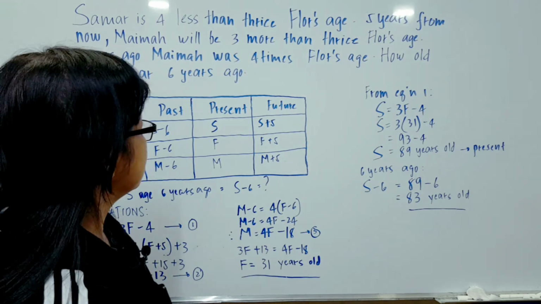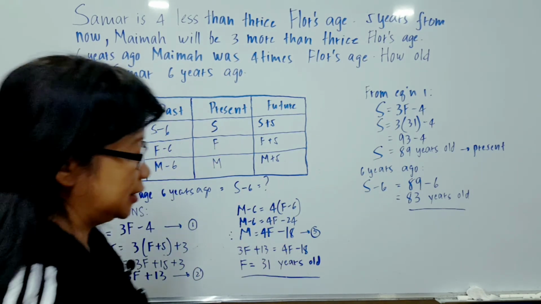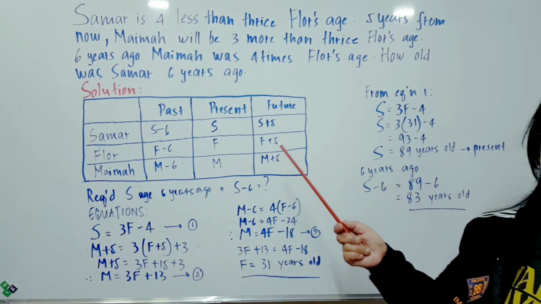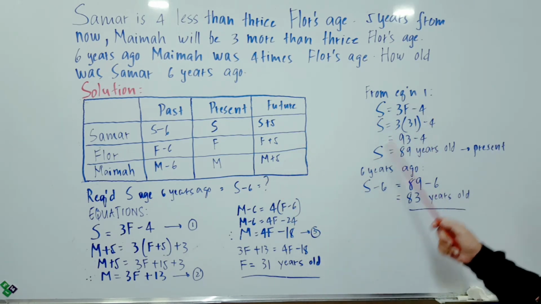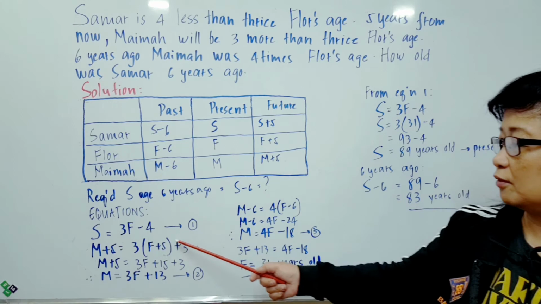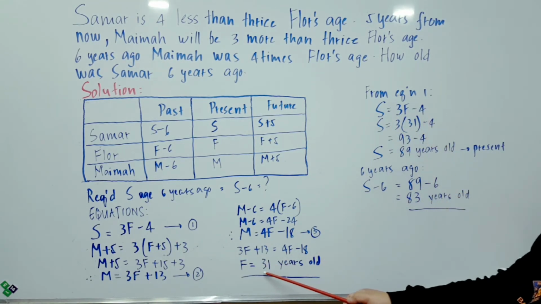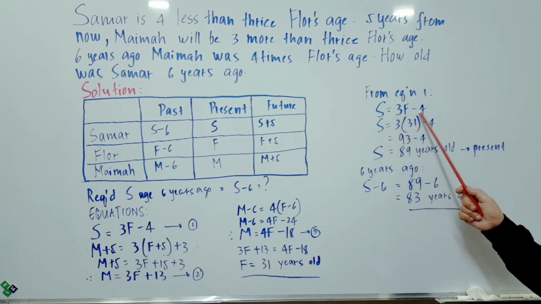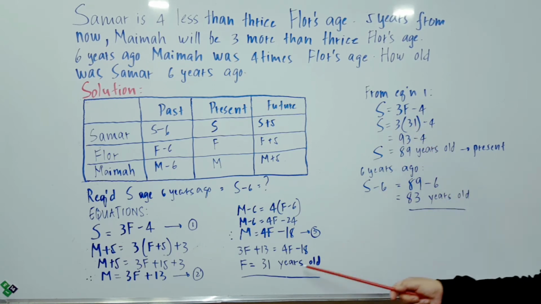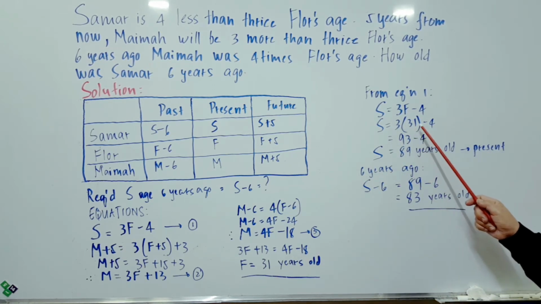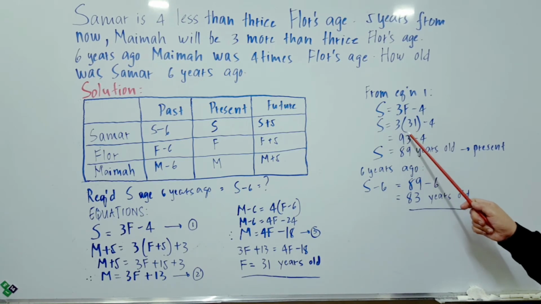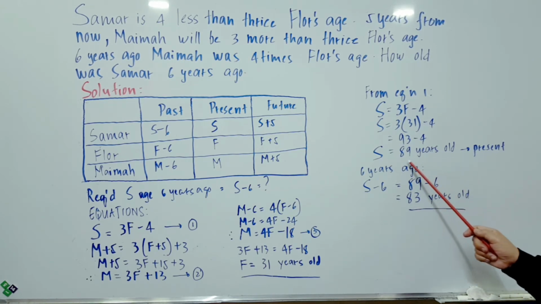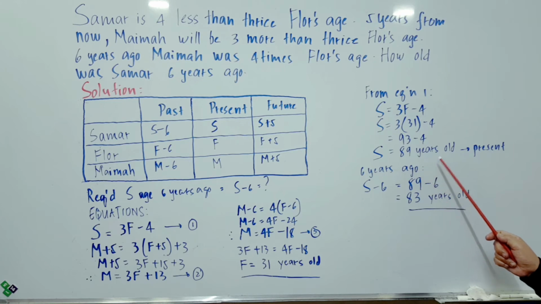Now, ngayon, dahil ang hinahanap natin is the age of Summer, 6 years ago. Of course, bago natin ma-solve yung age niya 6 years ago, i-solve muna natin ang present age niya. So, from equation 1, which is 3F minus 4, pwede na natin yung gamitin kasi meron na tayong value na 31. So, from the equation, S is equal to 3F minus 4, substituting the value of F, which is equal to 31. So, 3 times 31 minus 4. This is 93 minus 4. Summer, therefore, is 89 years old. That is his present age.